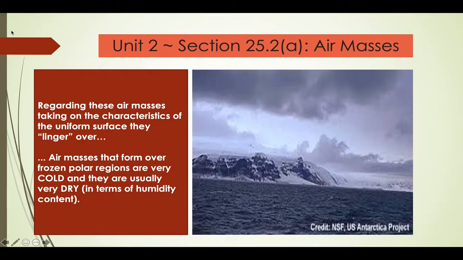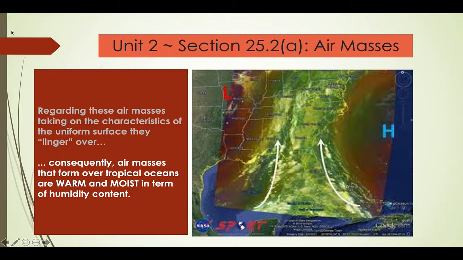And it's the characteristics, how strong they take them on, depends on how long they linger or sit over a uniform surface. Air masses that form over the frozen polar regions, North Pole or South Pole, obviously are very cold. Because there's low energy, they can't hold as much humidity, which we studied in the last section, so they're very dry in terms of humidity content. And consequently, these air masses that form over tropical oceans are very warm, high energy, so they can hold a lot of moisture content in terms of their humidity content.